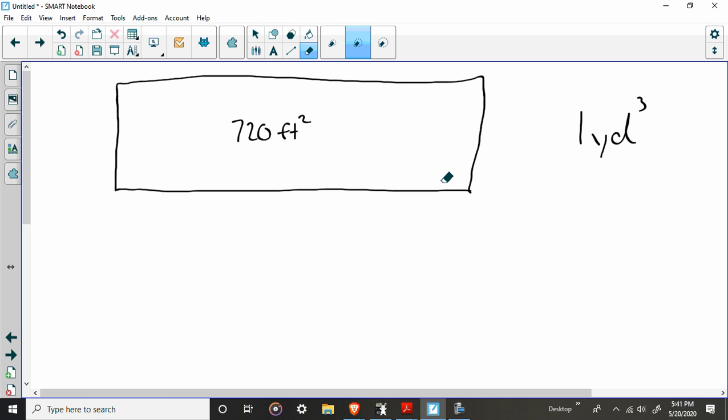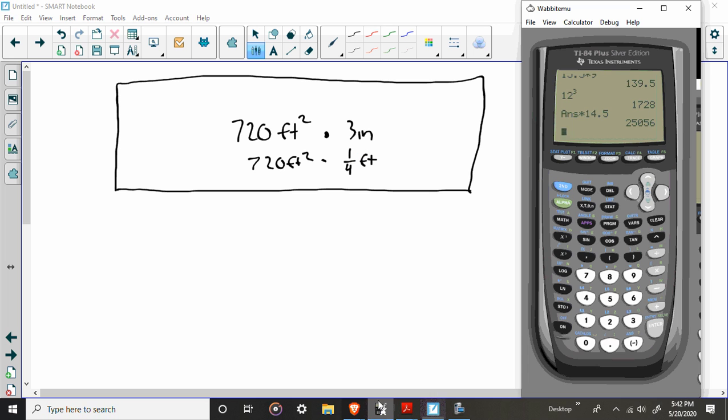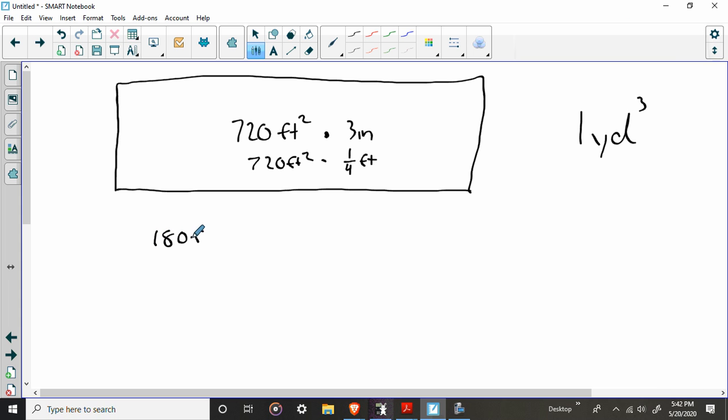So how do I figure out what I need? Well, first I need to know how deep I want it, and I want it 3 inches deep. That's how deep I want to put the mulch on top of my garden. So by volume, I need this times 3 inches, right? The problem is inches and feet don't jive. So what is this in feet? Well, that's going to be 1/4 foot, 0.25 feet. 720 feet squared times 0.25. So what did I need? I ended up needing 180 cubic feet.